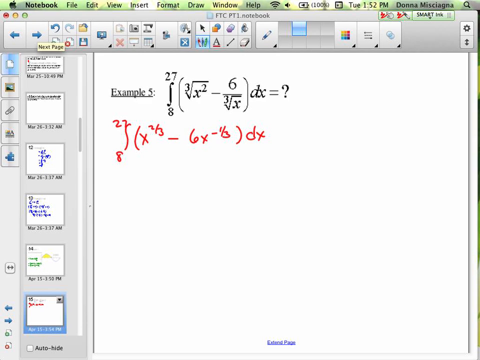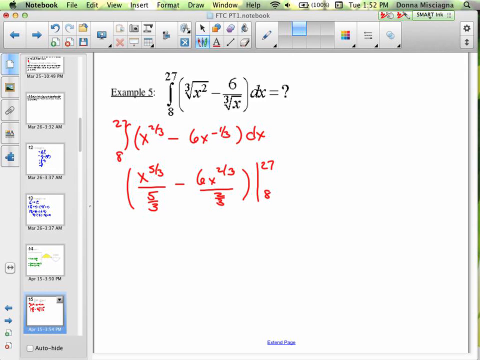All right, so now let's integrate. We're going to increase the exponent by 1 and then divide by the same thing. So 2/3 plus 3/3 is 5/3. So this will be x to the 5/3 divided by 5/3. Let's put parentheses around all this. Minus, so -1/3 plus 3/3 would be 2/3. So minus 6x to the 2/3 divided by 2/3. And we're evaluating that from 8 to 27.